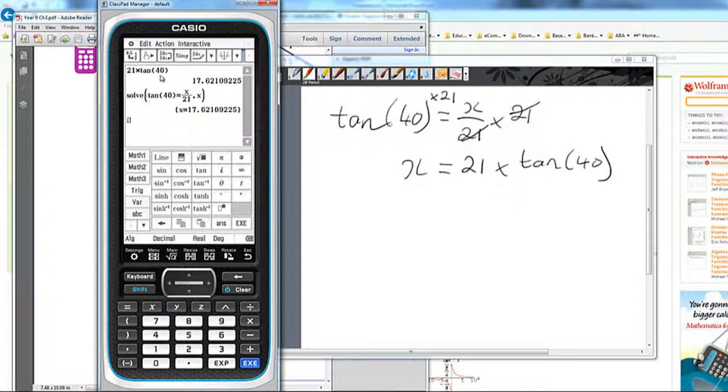So you could use solve. I find it much easier to transpose it by hand on paper and then just type in 21 times tan of 40.